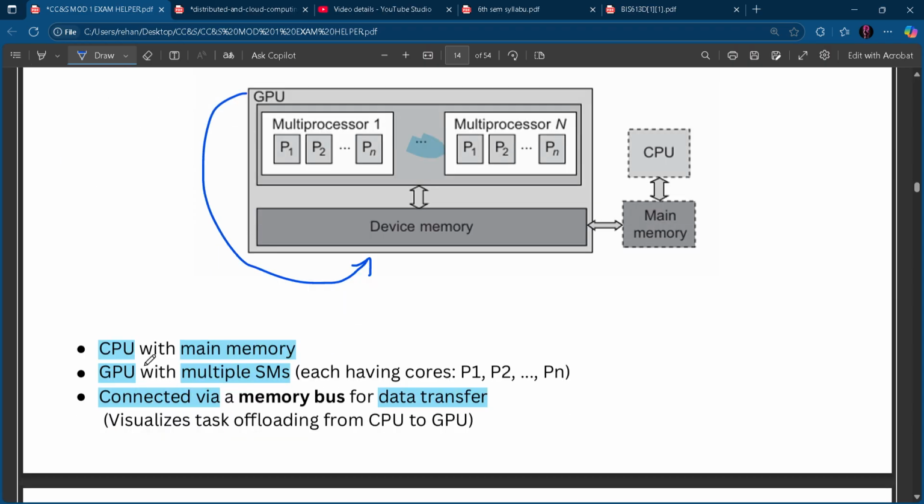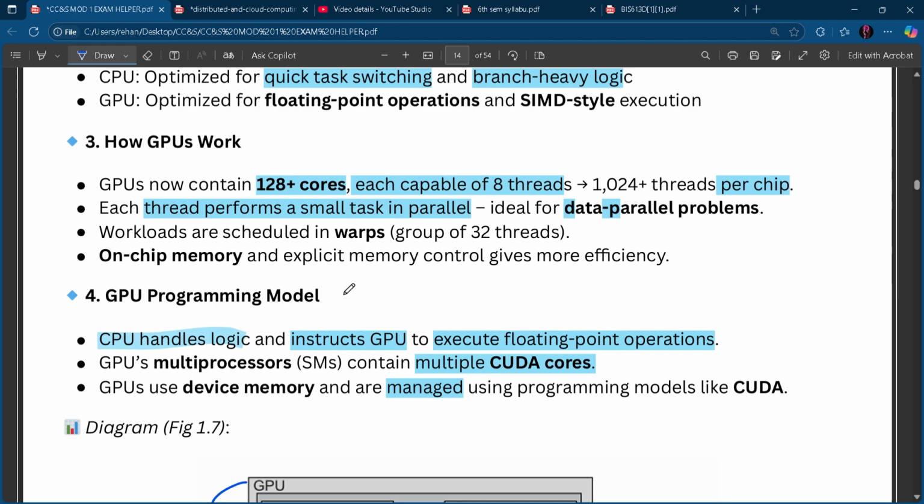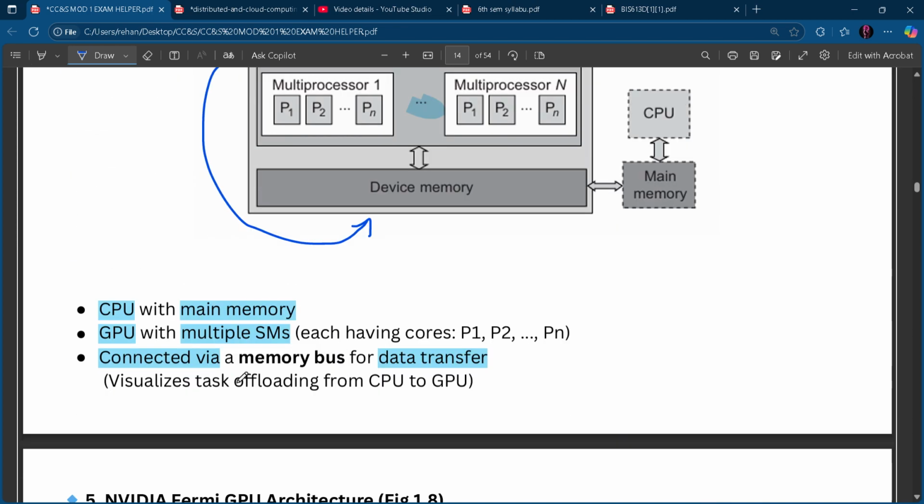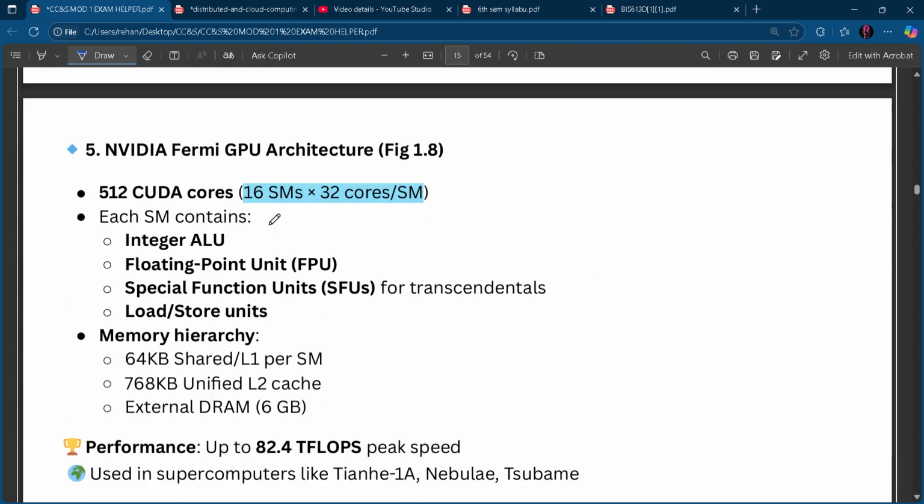Now what is here? CPU with main memory. See, CPU is with main memory, GPU is with multiple SMs. What is SMs? You can see here multiprocessors, okay, and then it is connected via, so this connection is what? It is a bus, memory bus for data transfer, okay. Visualizes tasks offloading from CPU to GPU. See, CPU gives a task and it is interacted, and here performance acts like that.